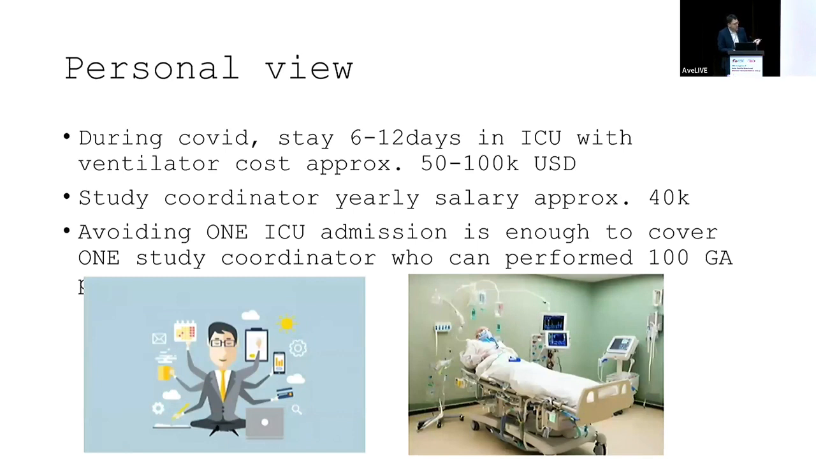This is my last slide, and this is my personal view. During the COVID time, I found out that if somebody was admitted into the ICU for 6 to 12 days with a ventilator, it costs about 50 to 100 thousand US dollars. And a study coordinator's salary is about 40K per year. So if you can avoid one ICU admission, that's enough to cover one study coordinator's salary, and you can get your coordinator to do 100 geriatric assessments a year for you. I'd like to thank you for your attention and I'm happy to take any questions.